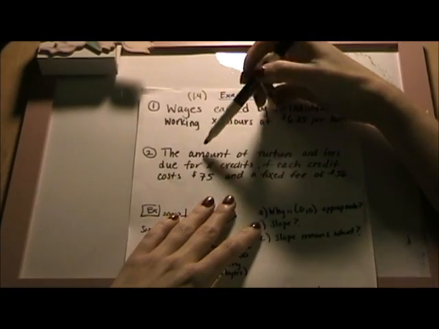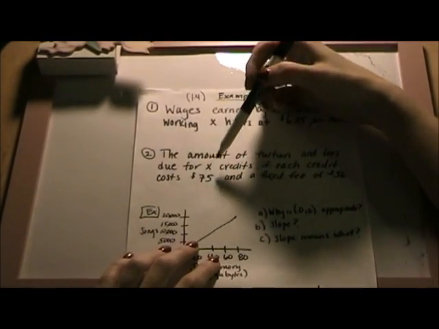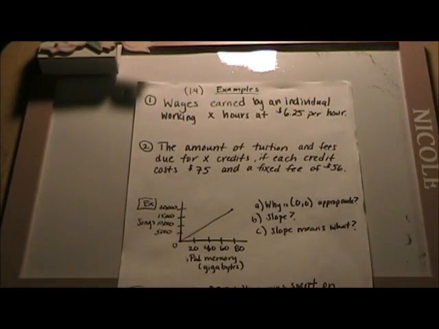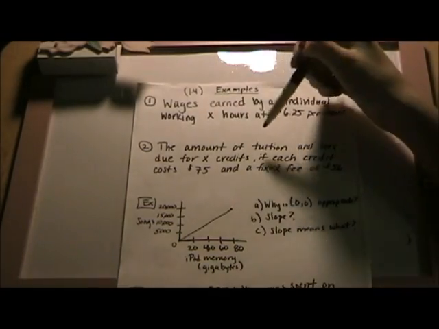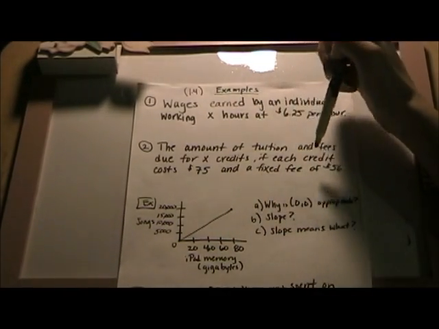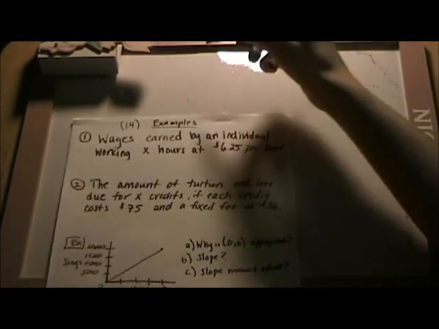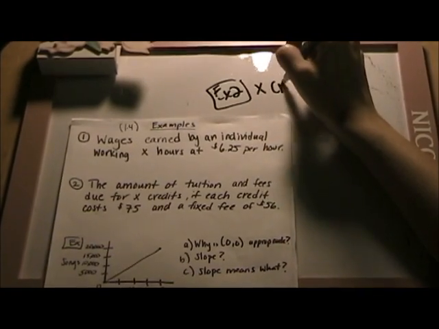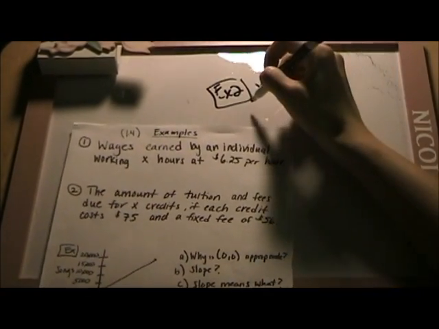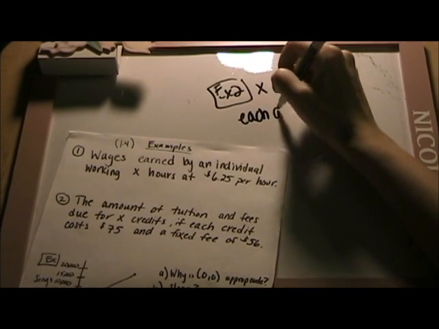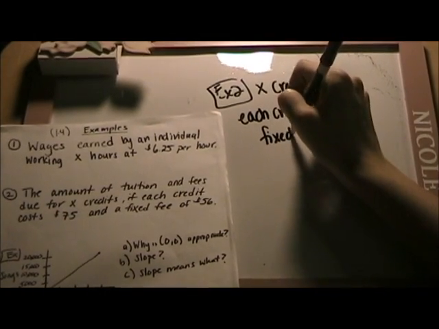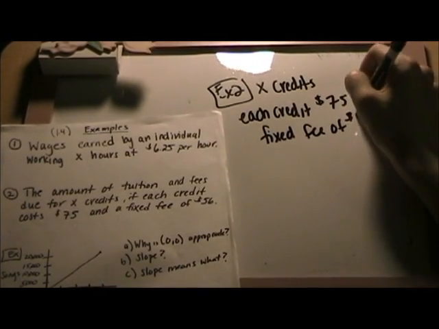If we look at this example right here, it says the amount of tuition and fees due for x credits if each credit costs $75 and a fixed fee of $56. So example 2, we have x credits, and each credit is $75, and we have a fixed fee of $56.